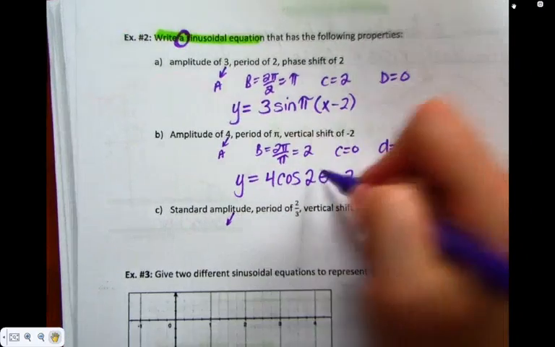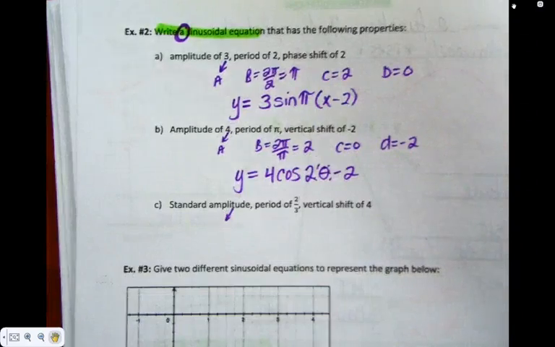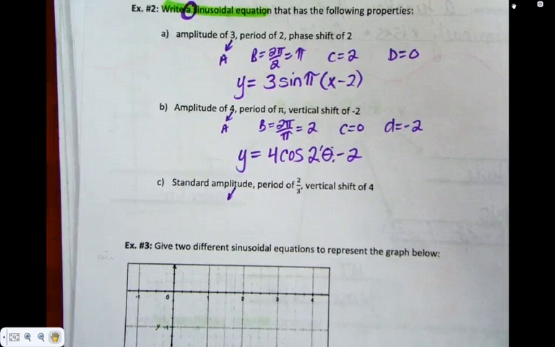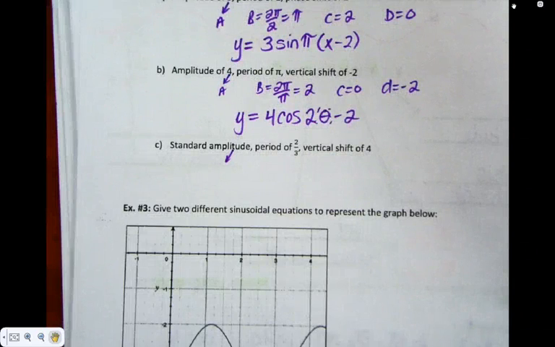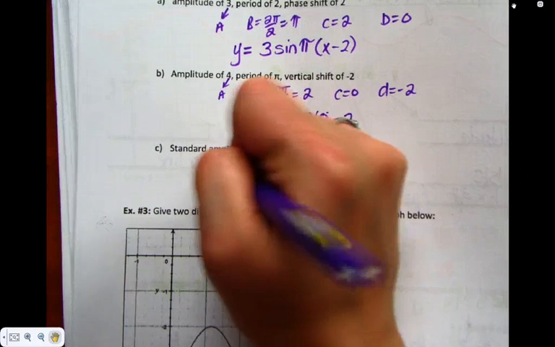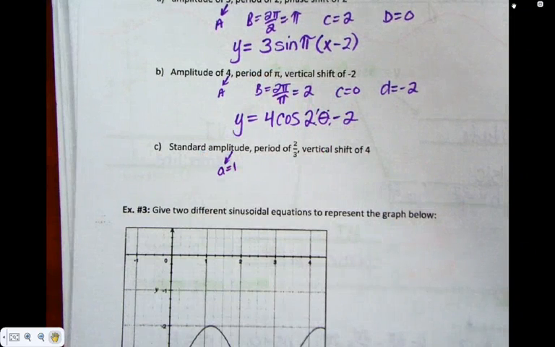You could. Yeah, you absolutely could put brackets in here. We just get really lazy and we don't, but you could. Standard amplitude. What the heck does that mean? Yeah, that's just a equal to 1. That's our normal base cosine sine graph, so unit circle.